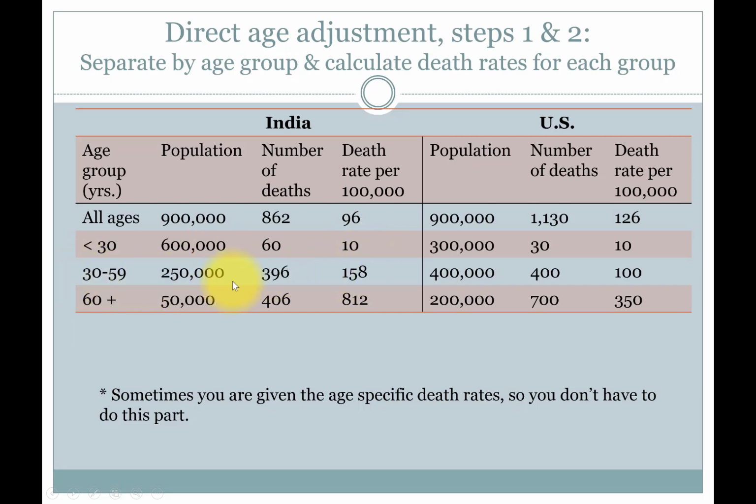For the 30 to 59 category, you will take the 396, divide it by 250,000, and then multiply by your base. The death rate for that particular age category is now 158 deaths per 100,000. You would do this for the 60 plus, and then you would do the same thing for the United States.